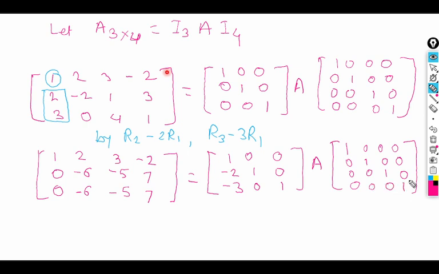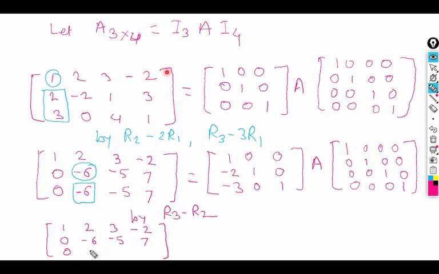That's one. Next step. We are interested to make the LHS in the row echelon form first. So for this, we'll focus on A22. With the help of A22, our aim is to make this 0. A very simple transformation by R3 minus R2. So you'll observe the matrix will remain 1, 2, 3 minus 2, 0, -6, -5, 7. These three zeros as it is.